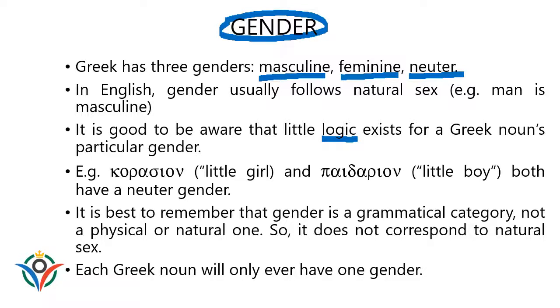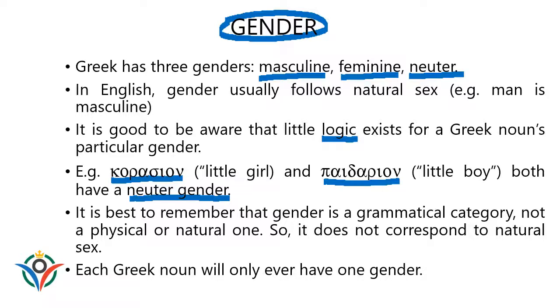So let me give you an example to demonstrate this. We have the word korasion, which means little girl, and paidarion, which means little boy. You would expect little girl to be feminine and little boy to be masculine. However, both have a neuter gender. So that is why I say that little logic exists for a Greek noun's particular gender, and essentially one just has to learn the genders of the Greek nouns.